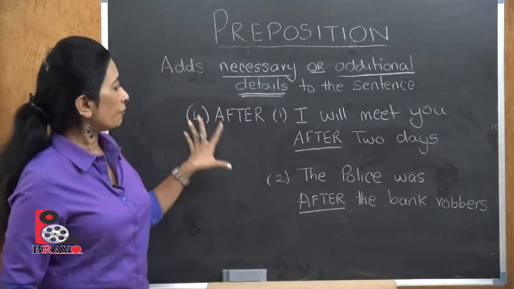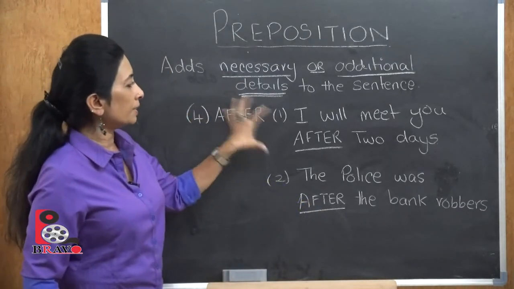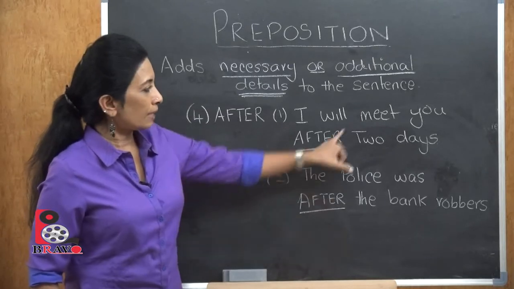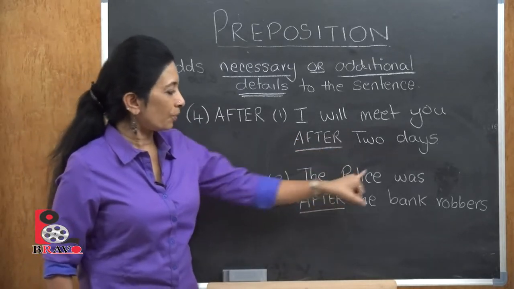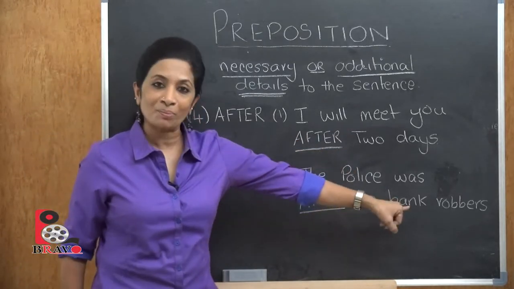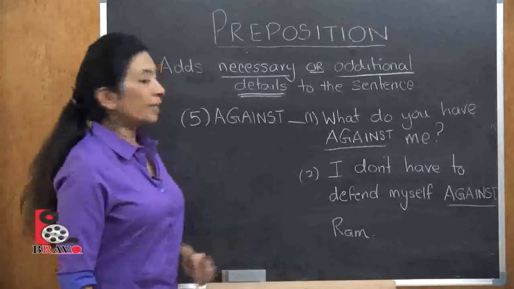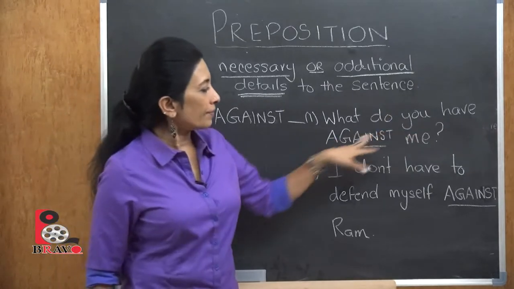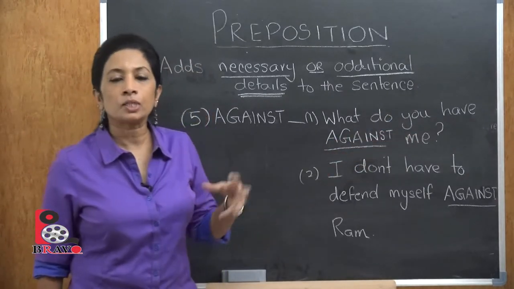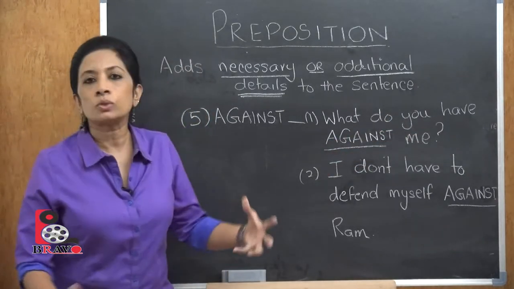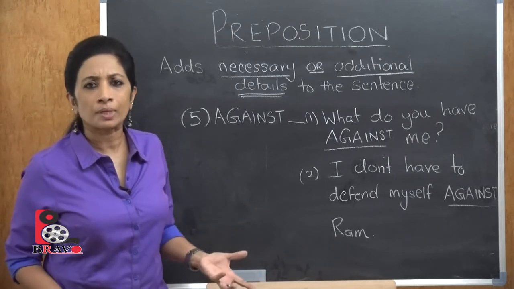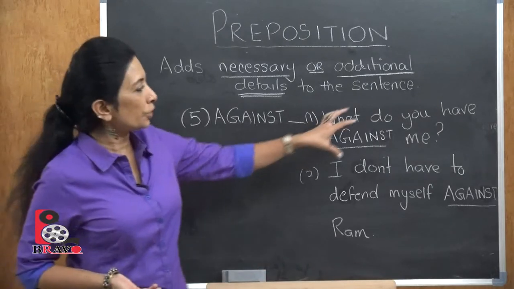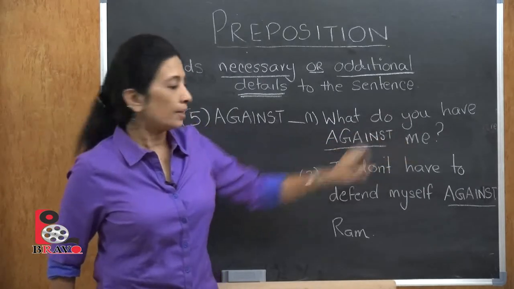So this is like the fourth word, which is called after. Two simple examples. I will meet you after 2 days. The police was after the bank robbers. Okay, the fifth word is against. What do you have against me? It's a question, right? Why are you so mean to me? What do you have against me? What have I done wrong? Okay, so what do you have against me?